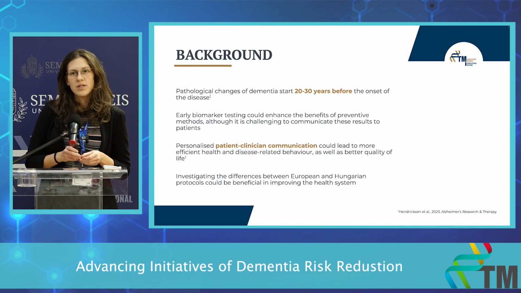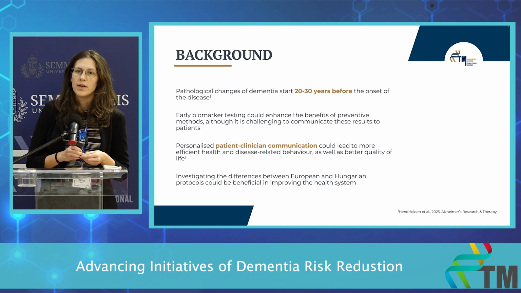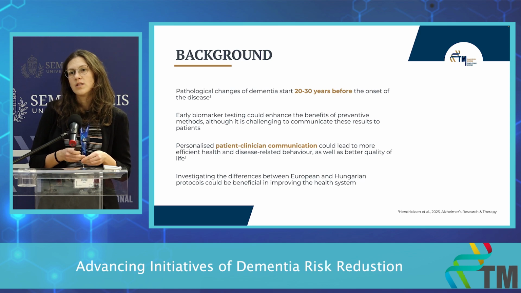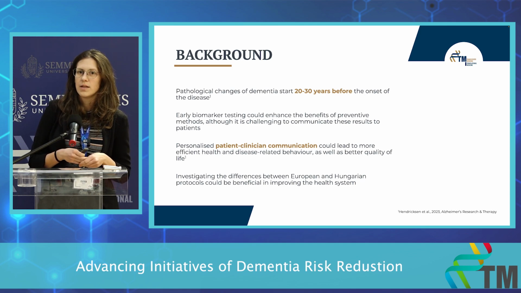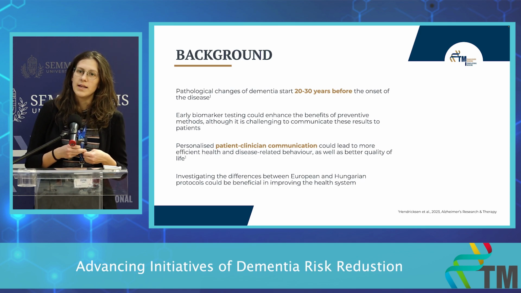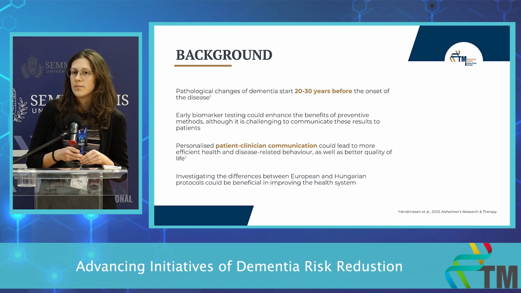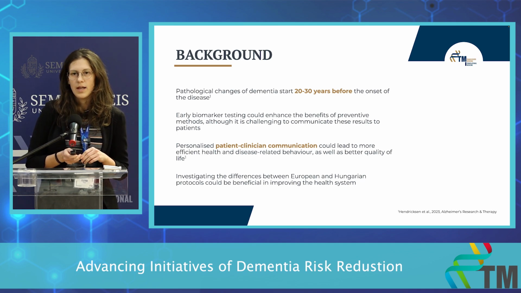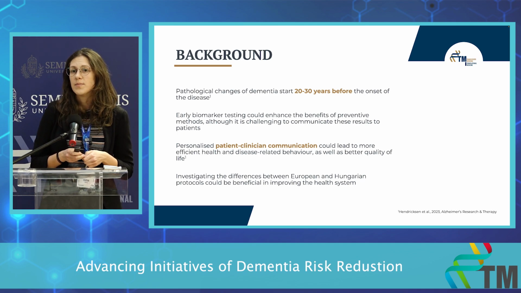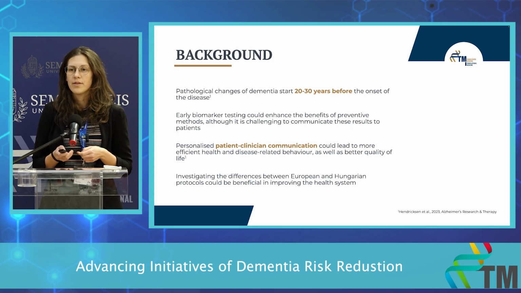Pathological changes of dementia start about 20 or 30 years before the onset of the disease, and early biomarker testing could enhance the benefits of preventive methods, although it is challenging to communicate these results to patients. We believe that personalized patient and clinical communication could lead to more efficient health and disease-related behavior, as well as better quality of life. And investigating the differences between European and Hungarian protocols could be beneficial in improving the health.